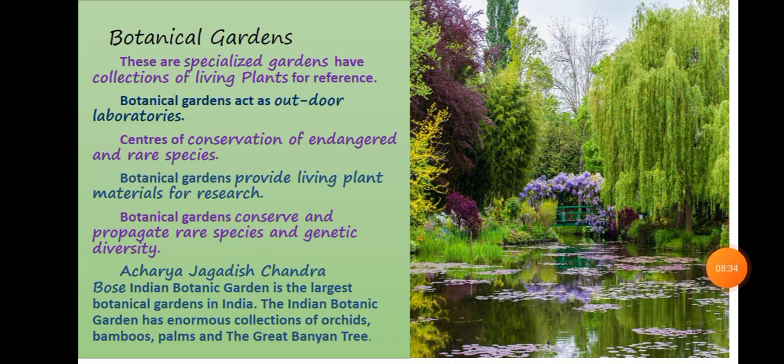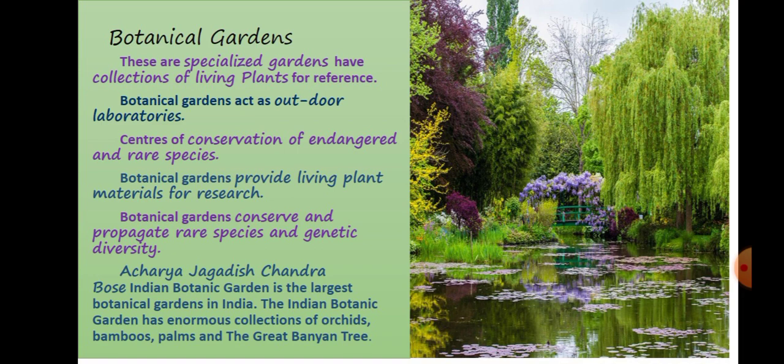Look at this picture. You can see pleasant, beautiful botanical gardens. They are enormous, attractive features of the earth. But here you can understand one thing: these are artificially prepared, not natural. They are nothing but collections of living plants for reference. Remember, they are collections of living plants for reference.